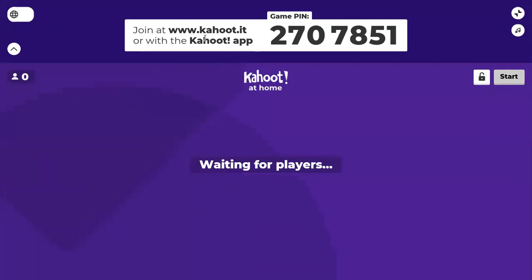Once you have downloaded the app, it should allow you to create a little username. Then the code that you see at the top, 2707851, is the code that you would enter in order to play the game. We should start seeing your names populate.